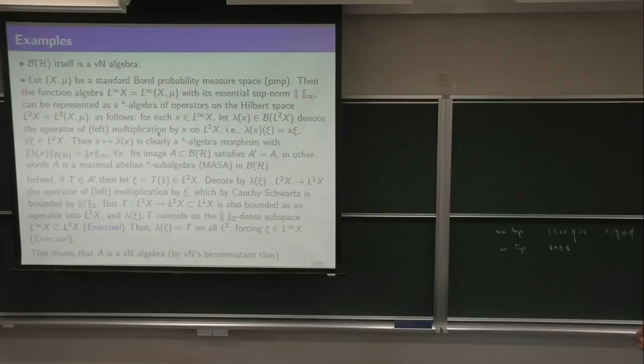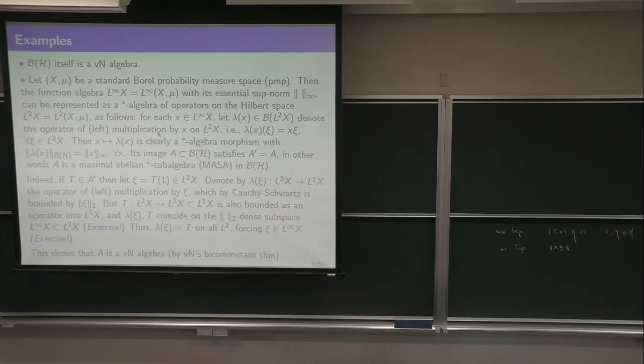It's isometric, okay? This star algebra morphism is even isometric. Star algebra means, I mean, L infinity comes with its star operation, which is just taking the conjugation. And in B of H, of course, it's the adjoint, taking adjoints. So, okay, and it's multiplicative and all that.